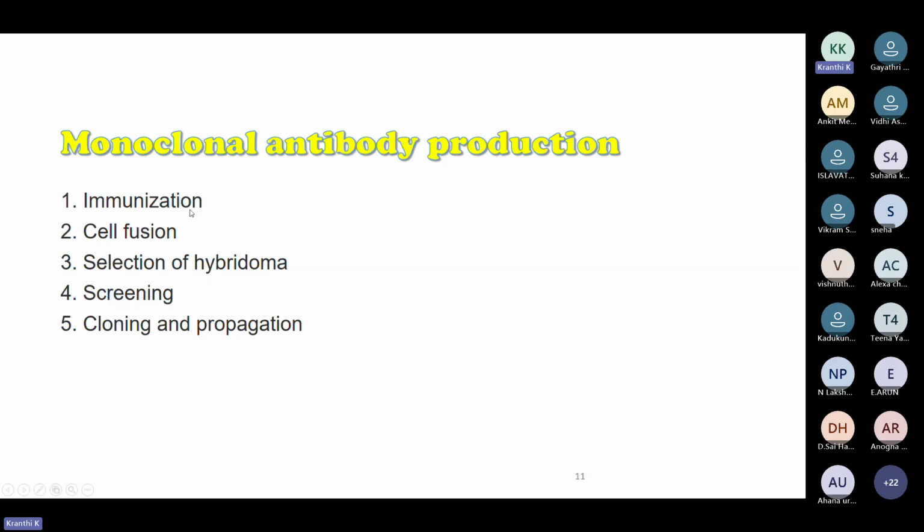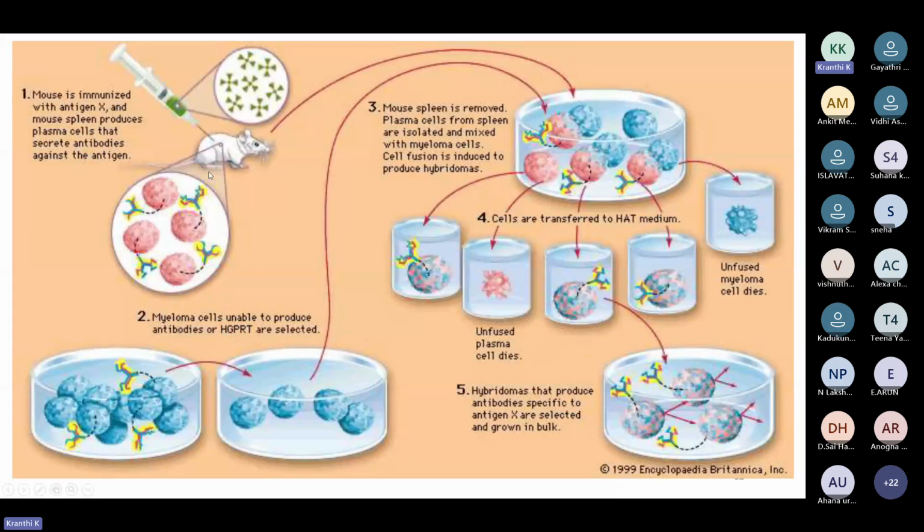First, what they will do, they will immunize. Okay, I will show a diagram so you will understand. See, there is a mouse. The mouse is immunized with antigen X. Okay, let us assume tetanus. So here the mouse is given the tetanus antigen, and the mouse spleen produces plasma cells that secrete antibodies against the antigen. Right.